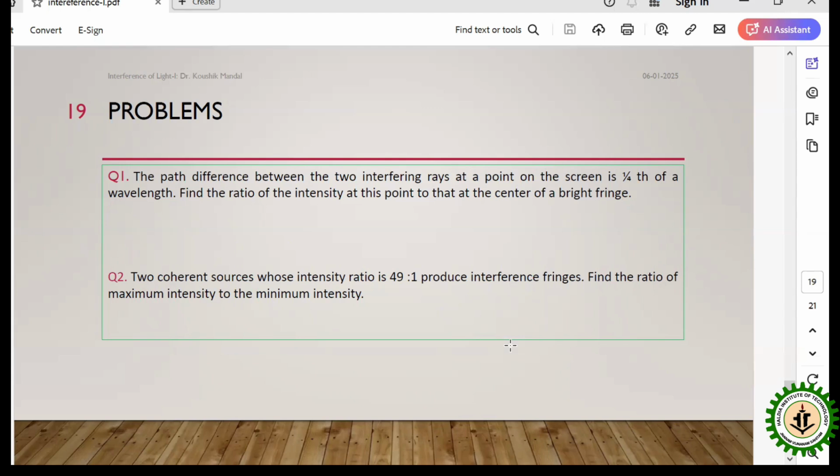The second problem: two coherent sources whose intensity ratio is 49 to 1 produce an interference pattern. These two sources are interfering, and we need to find the ratio of the maximum intensity to the minimum intensity. So how do we solve these two problems?